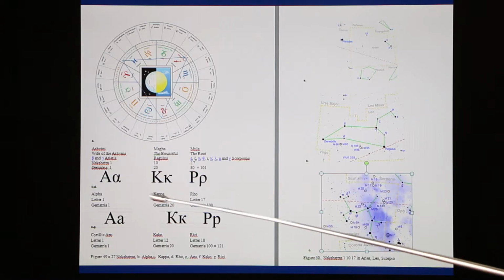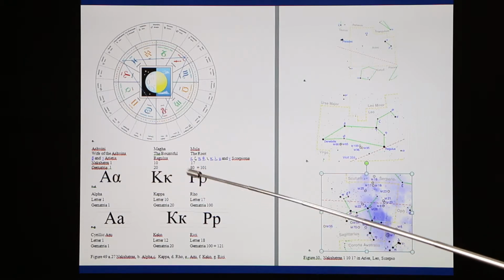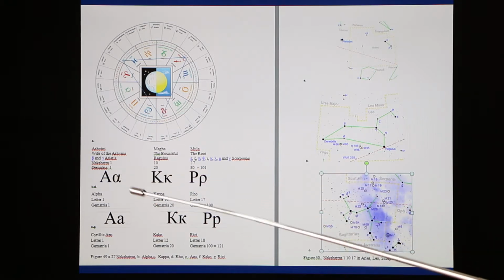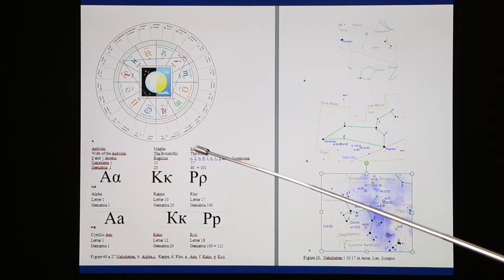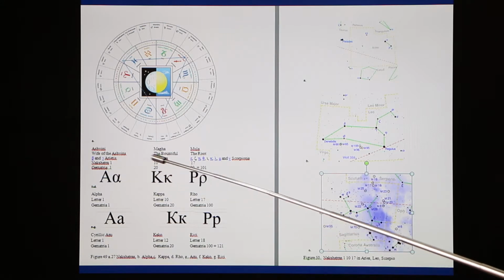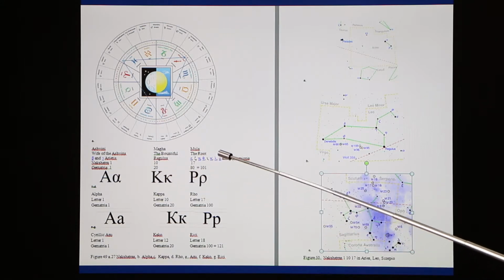Now I come back. It's now inviting you to take all that we've been saying and look at some of these things in fresh ways. So let's just look at the nakshatras and link them with numbers and letters. So I'll take nakshatras 1, 10, and 17. Well, in the old system, that's Ashvini, Magha, Mula. So the wife of the Ashvins, the bountiful, and the root.